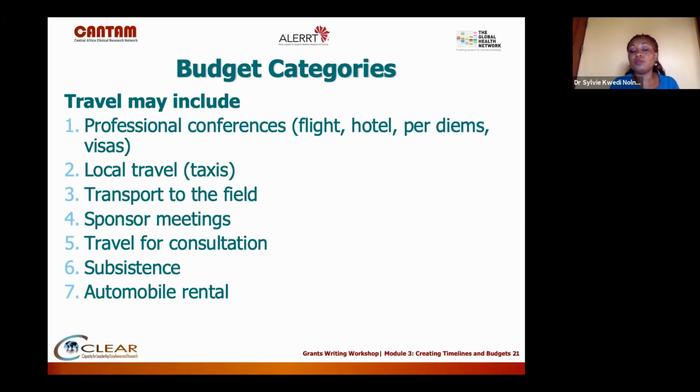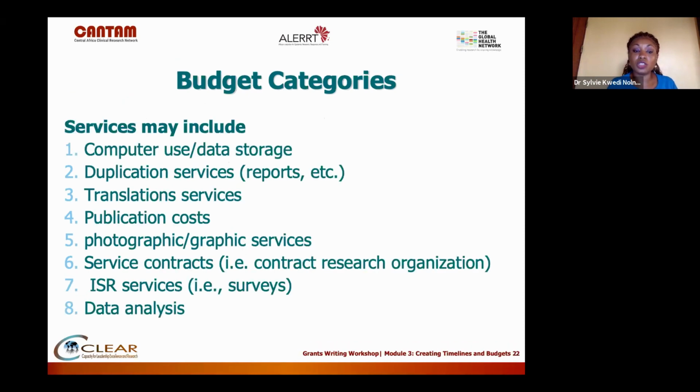Some funders might allow you to budget for a car rental, or some might even allow you to budget for purchasing a car or many cars. But you really need to know what is allowed by reading the instructions.